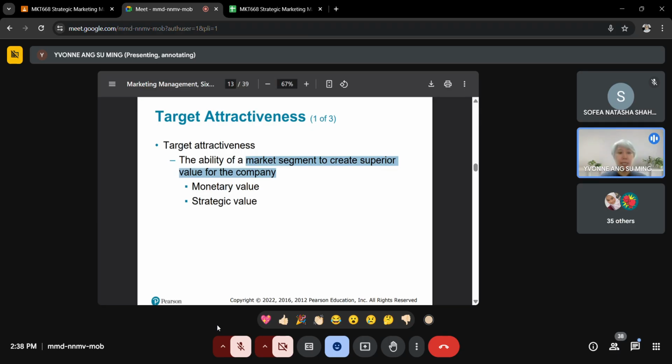So if a customer buys one time, they have some value to the company. If the customer buys many times, then obviously this is a customer that we want to keep because the customer is creating superior value for the company. Okay, therefore, we will look at the monetary value and also the strategic value.